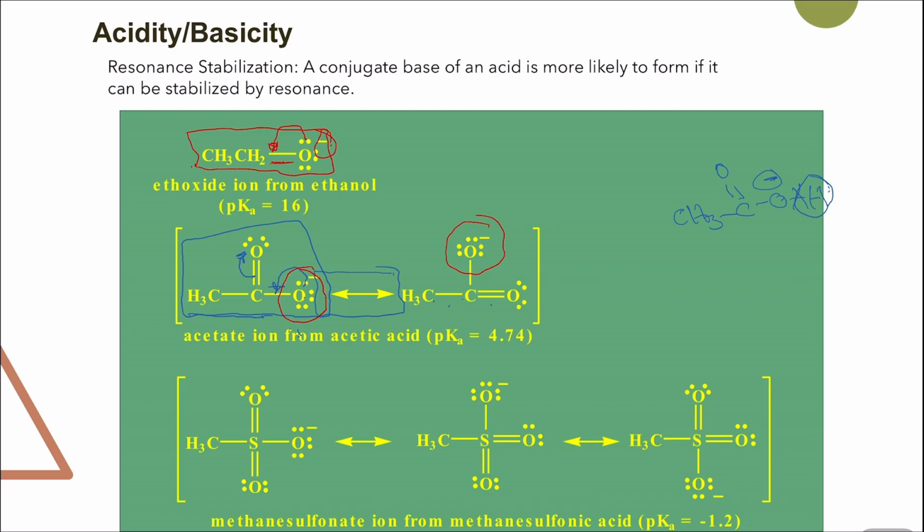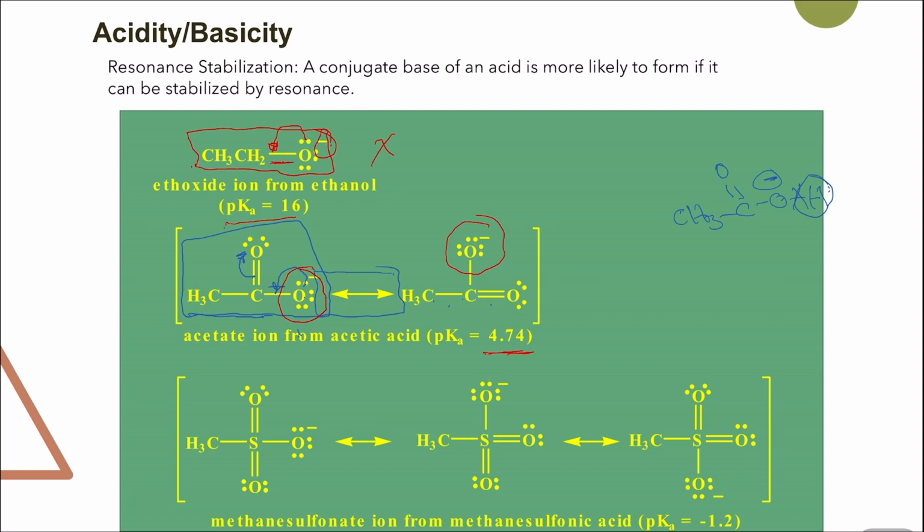So there is no resonance stabilization in this case, and ethanol is a very weak acid because the conjugate base is unstable. The pKa of ethanol is 16, while the pKa of acetic acid is 4.7. That means acetic acid is a stronger acid than ethanol.